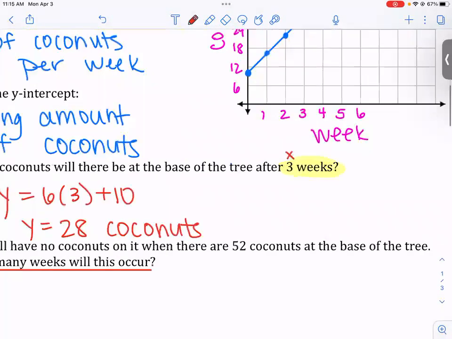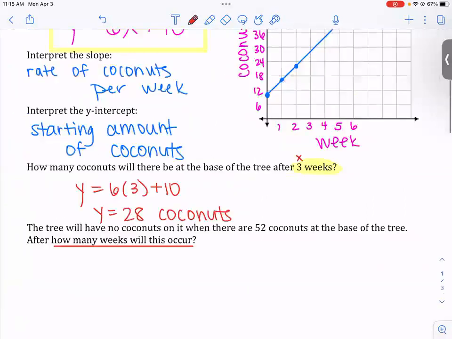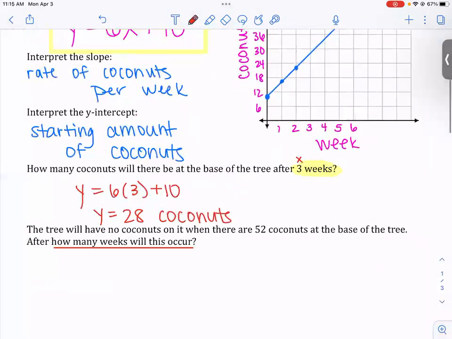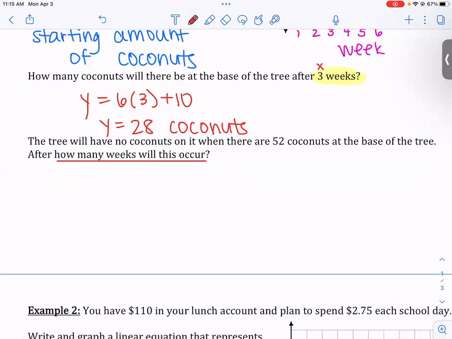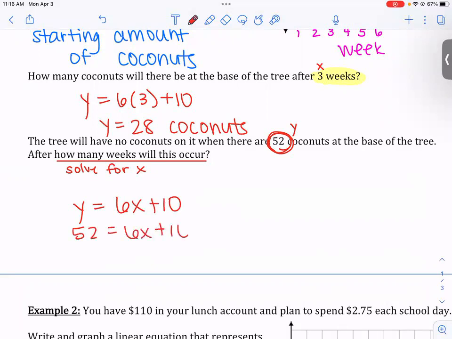Up here, when we had 3 weeks, we put 3 in for x. So now what does how many weeks mean? We need to solve for x. Okay, and 52 is going to go where? 52 is going to go for y. So if y equals 6x plus 10, we are going to put 52 in for y.